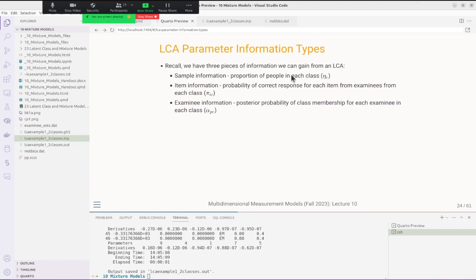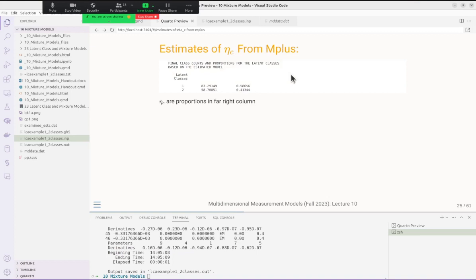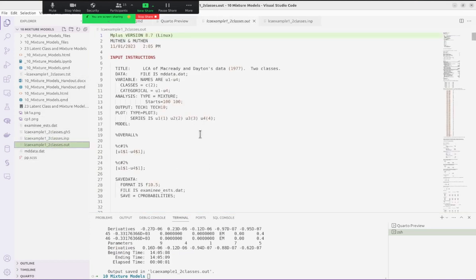Start throwing Mplus output at us here. All right, first thing we need to look at is looking for A to C. Turns out there's a section of Mplus output that starts with this label: final class counts and proportions for the latent classes based on the estimated model. All right, this needs an explanation. Okay?